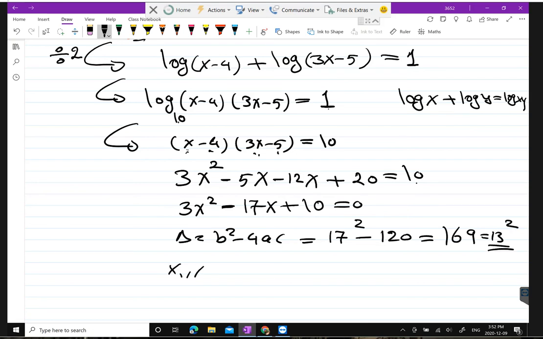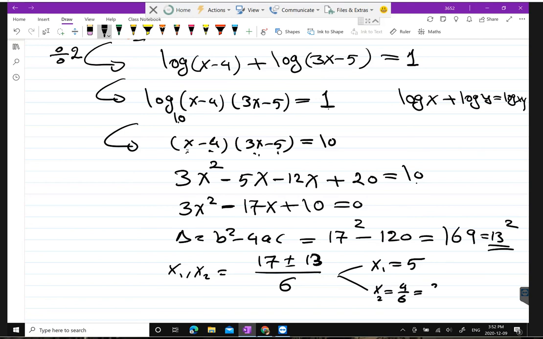So now x1 and x2 will be minus b, which is 17, plus minus the square root of 169, which is 13, then divided by 2a, which is 6. Okay, so you will get 17 plus 13. It is 30 divided by 6, it is 5. So x1 is 5. And the other one is 17 minus 13. It's going to be 4 over 6.